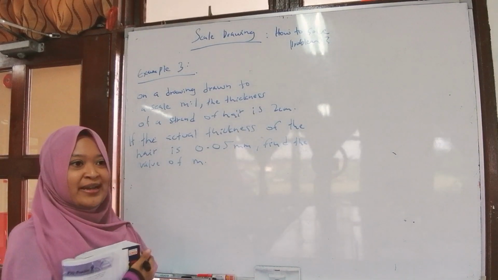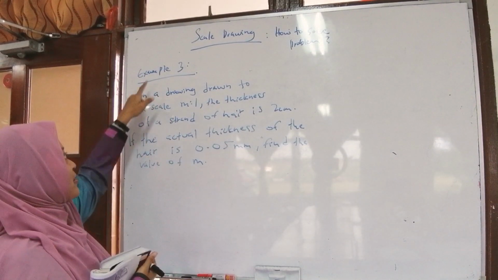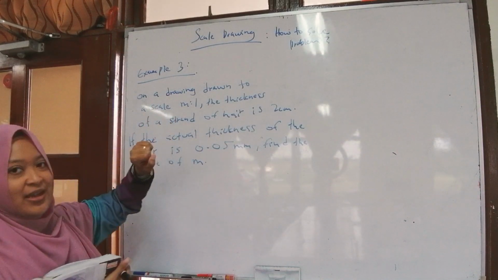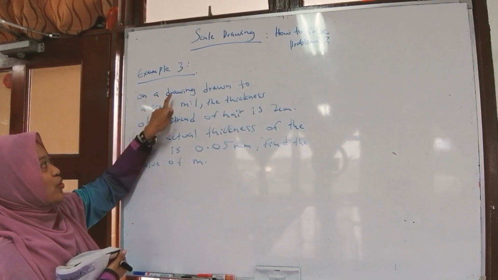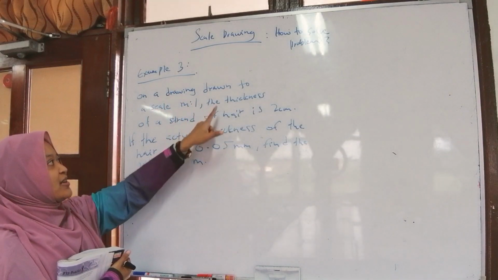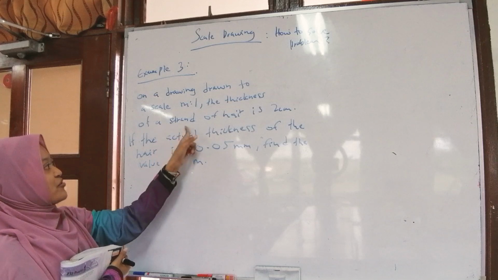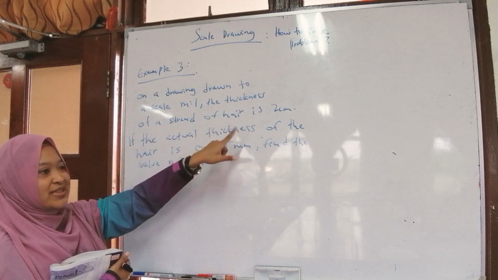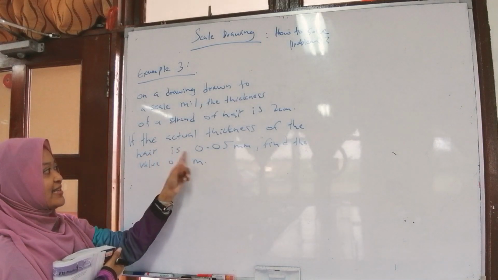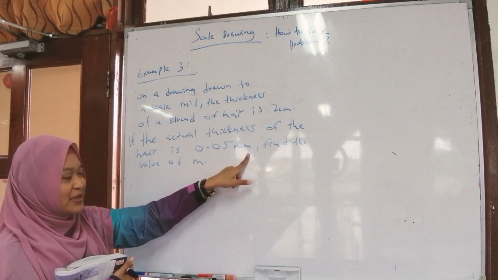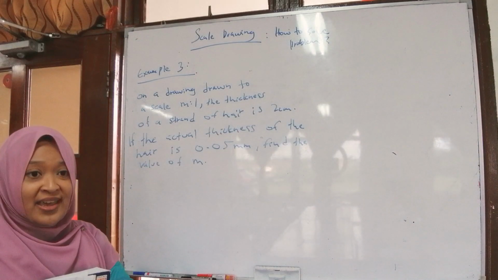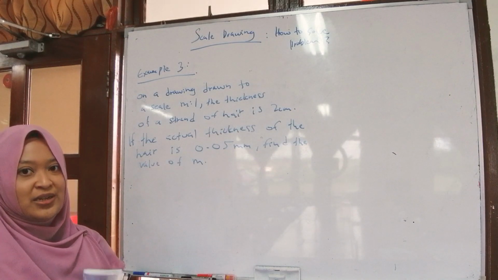Okay, so welcome back. So now, example 3. Example 3, problem solving. Okay, look here. On a drawing drawn to a scale m to 1, the thickness of a strand of hair is 2 centimeters. So if the actual thickness of the hair is 0.05 millimeters, find the value of m. Same thing, we need to gather information.